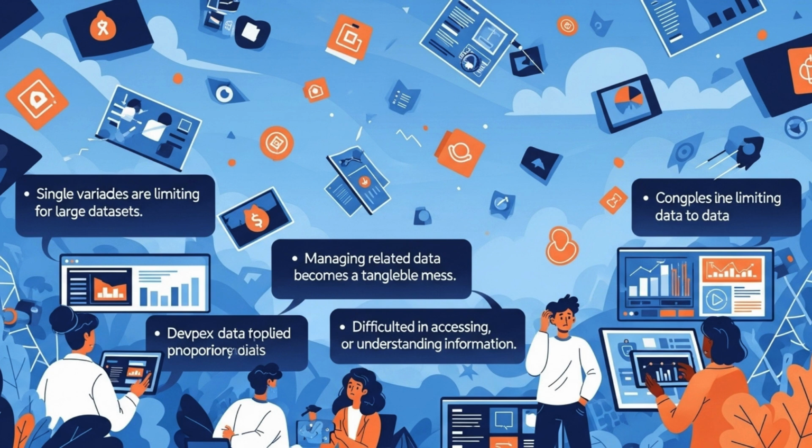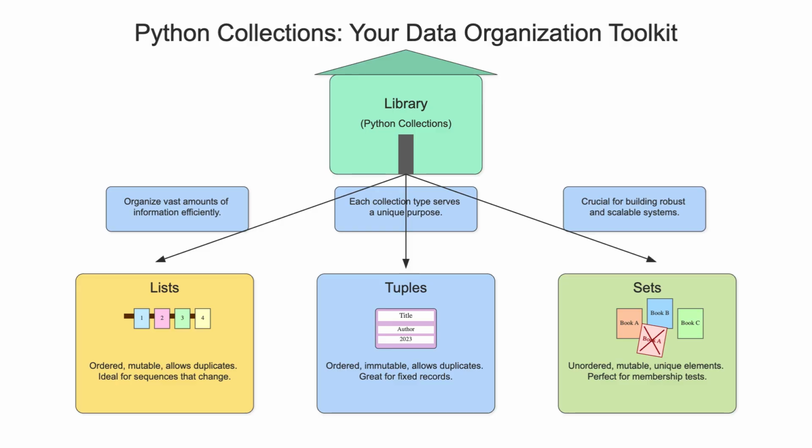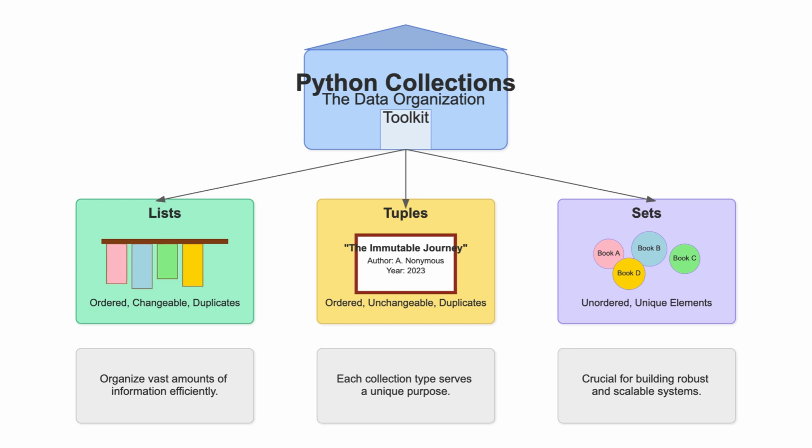To tackle this challenge, Python offers powerful built-in collection types. Let's think of them like different organizational systems within a well-structured library. Imagine a library where every book, every shelf, and every catalog entry has a purpose. Our data isn't just floating around, it's organized for efficient retrieval and management. Each collection type, lists, tuples, and sets, serves a unique role, much like different sections or tools in a library.